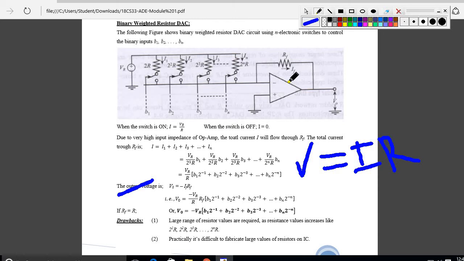You should remember that. Just substitute I equal to VR by R. If I consider IF equal to I, I have to substitute IF as VR by R in this equation, and we will get this equation.